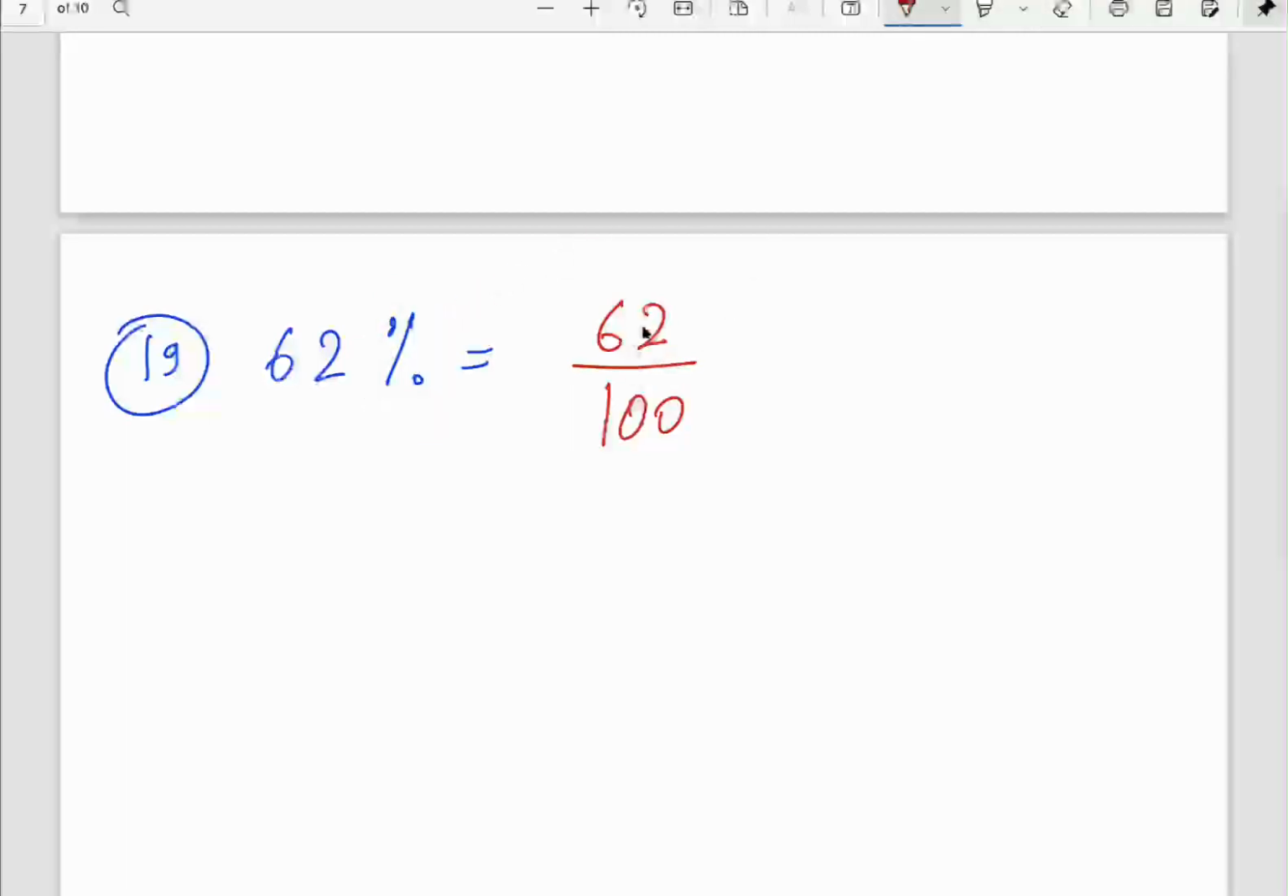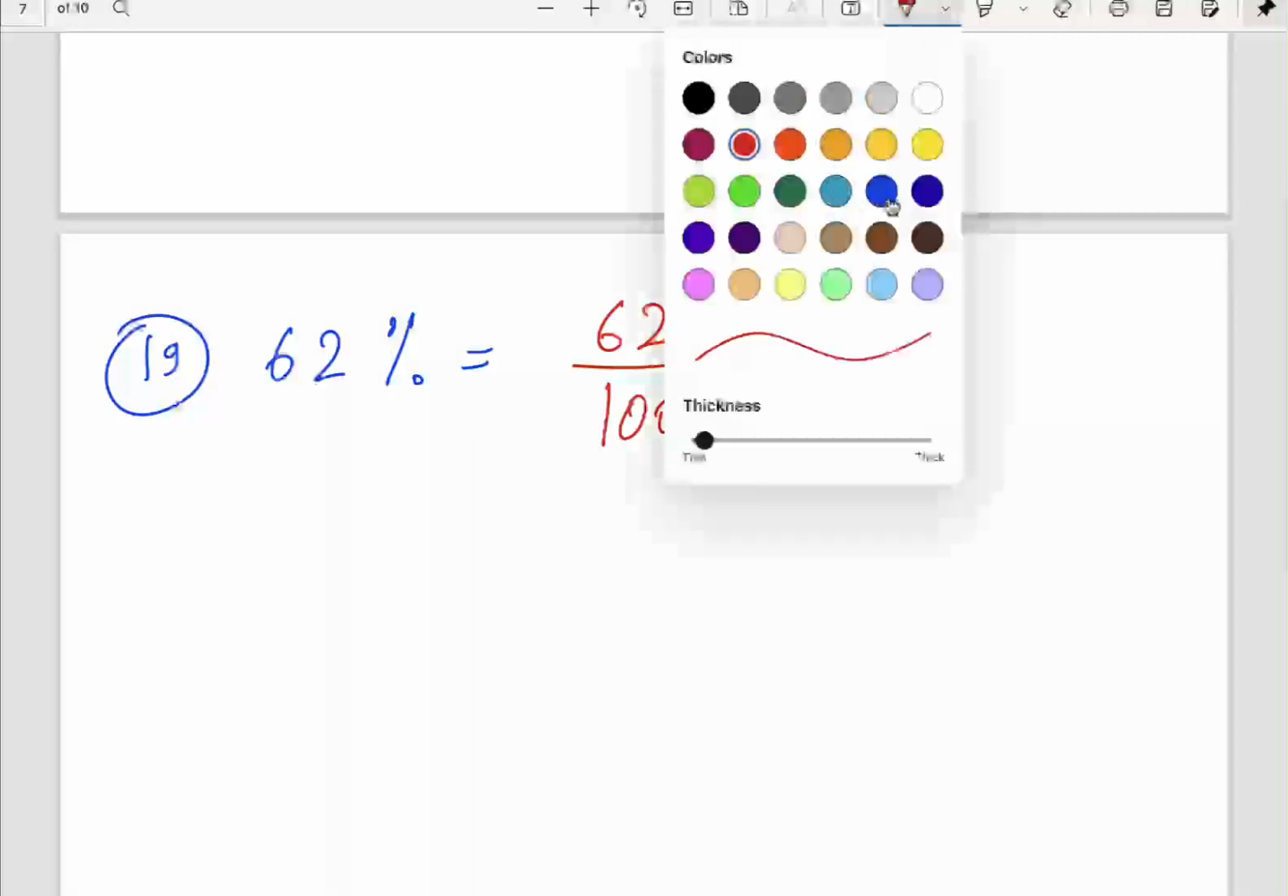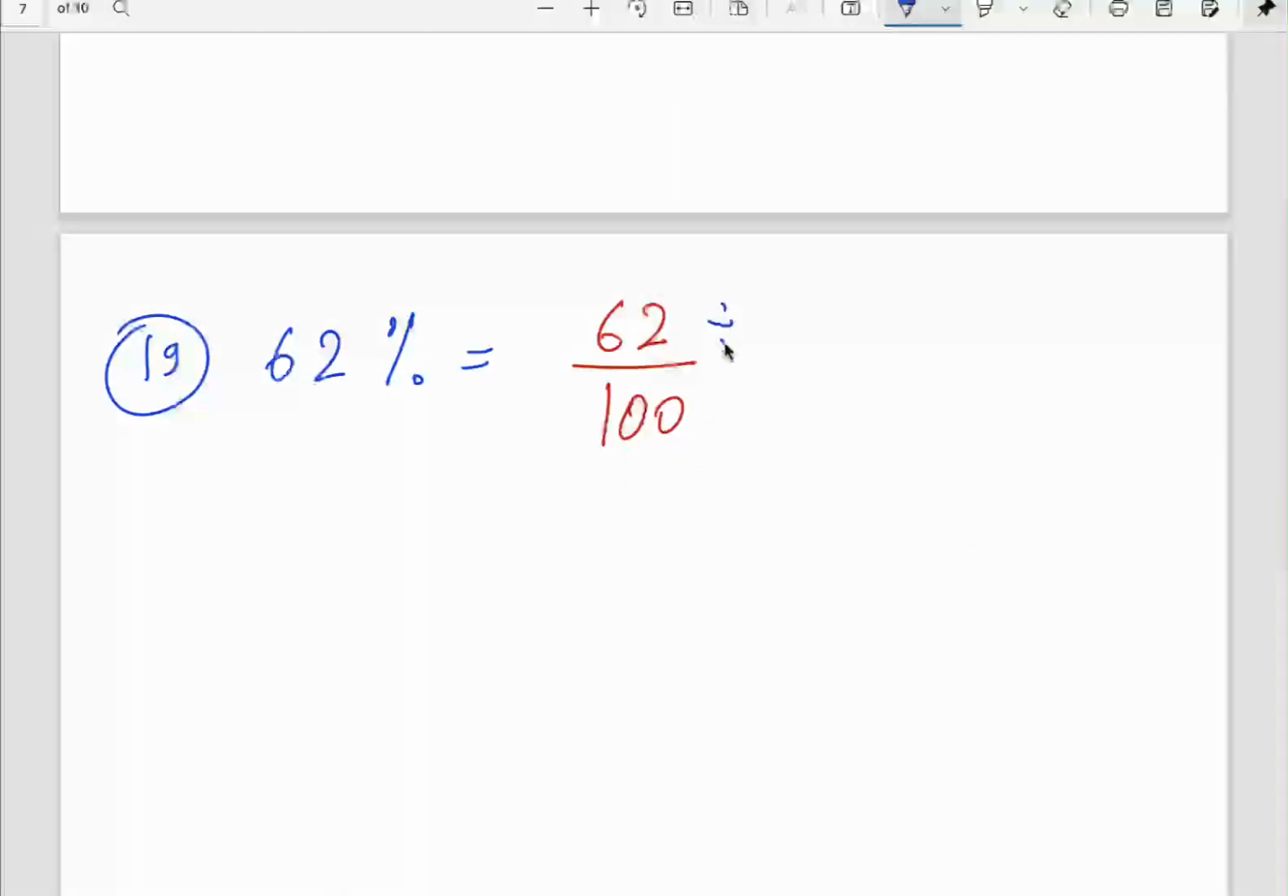You can divide by 2. We can divide by 2, yes. Okay, let's divide by 2. As I told you before, my heroes, you should think of 2 and 5 every time. Think of 2 and 5. Okay, divide by 2. Go ahead. 62 divided by 2 would be 31, and 100 would be 50.